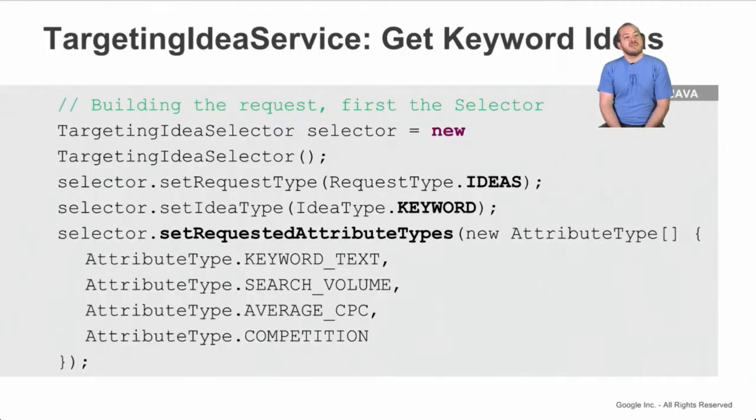So the first part of this is using the Targeting Ideas service to get keyword ideas. You create a new Targeting Ideas selector. You set the request type to ideas and the idea type to keywords. And then you set the attribute types that you want returned in your response. So in this particular case, we want the keyword text, a search volume, the estimated average CPC for these keywords, and a measure of the competition. So how many other AdWords customers are also looking to compete on these keywords. It'll give us an idea of how competitive we need to be when bidding for each one of these keywords.